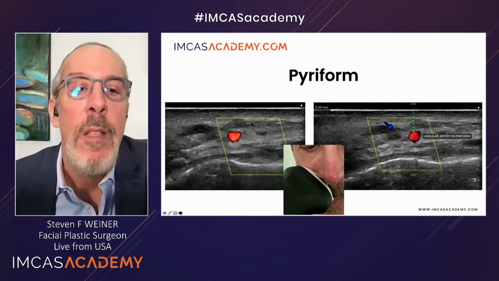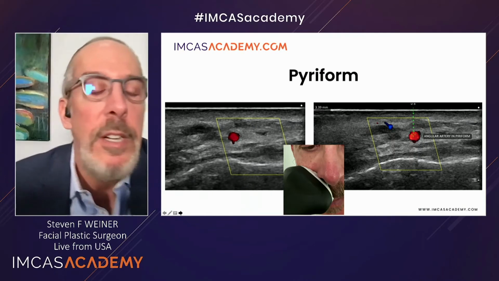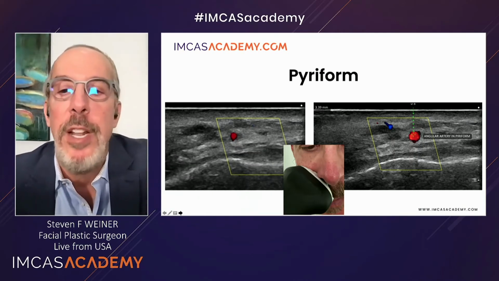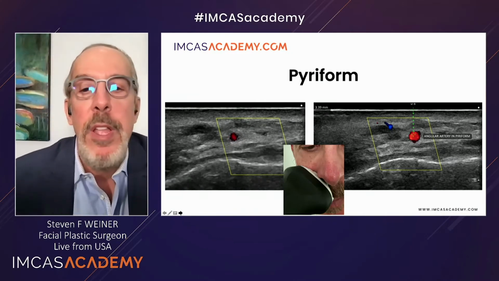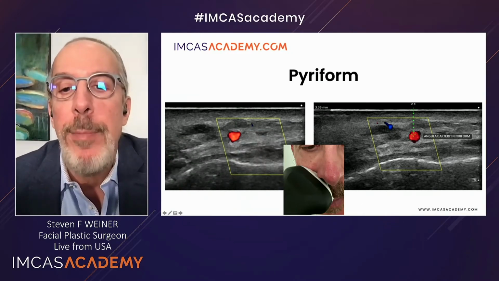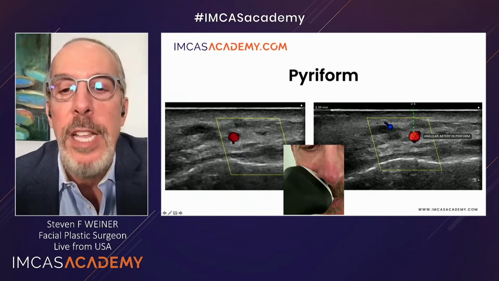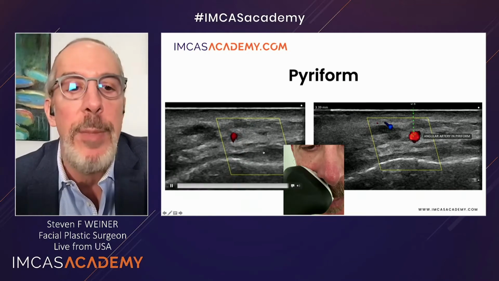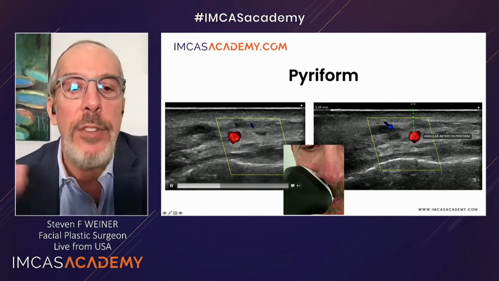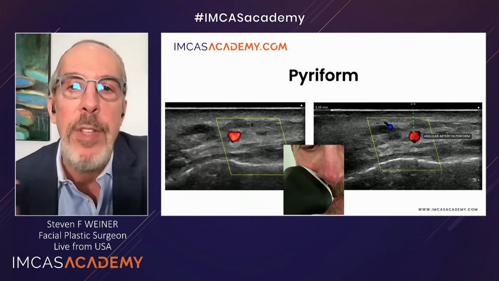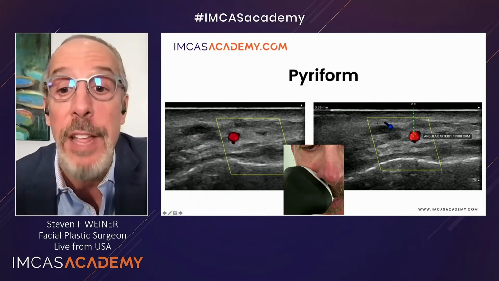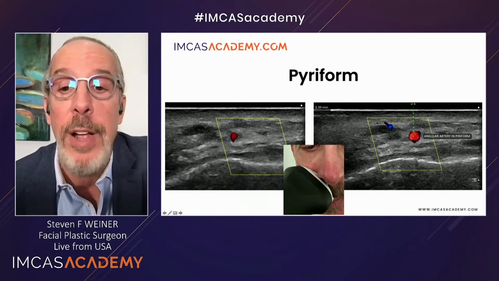So this is what Dr. Asher was discussing about the angular artery in the piriform. And you can see this artery is about midpoint between the skin and the periosteum. And so this is a great area to use your ultrasound to gauge how deep you want to do your injections and if it's safe to do the injections along the periosteum, or do you want to do them superficially?